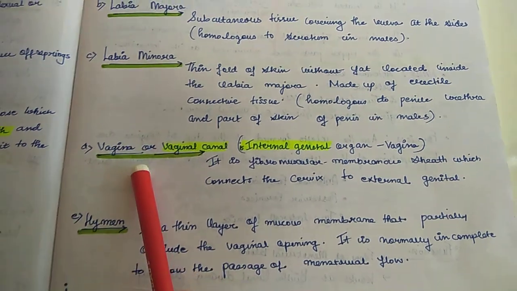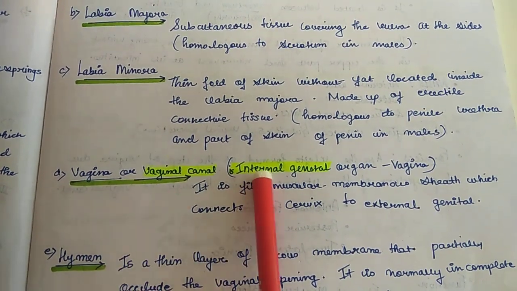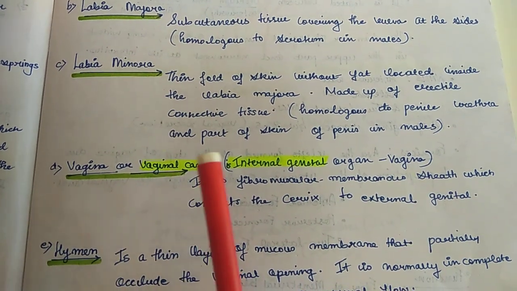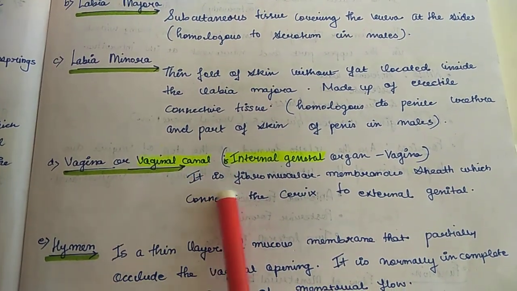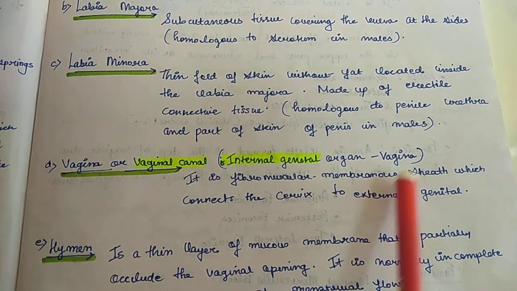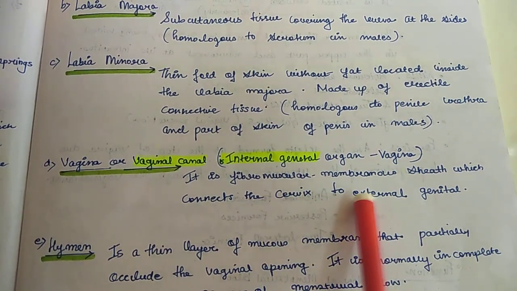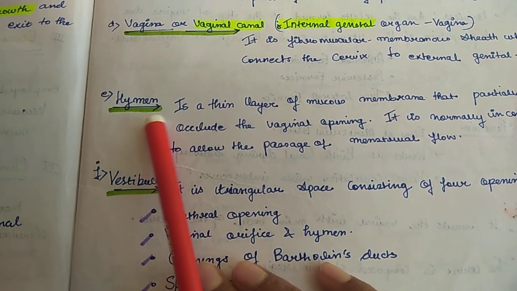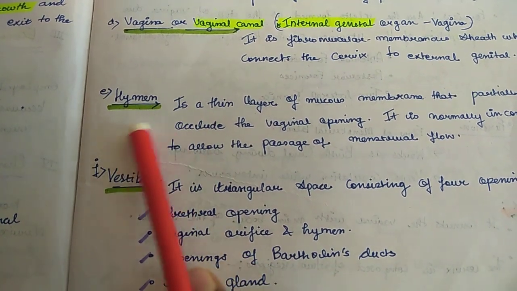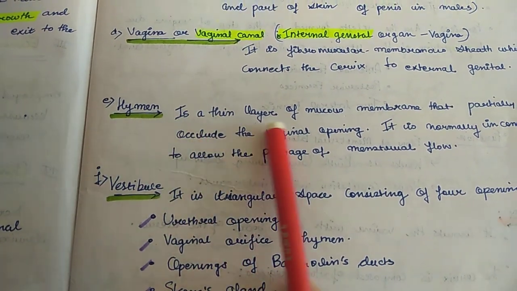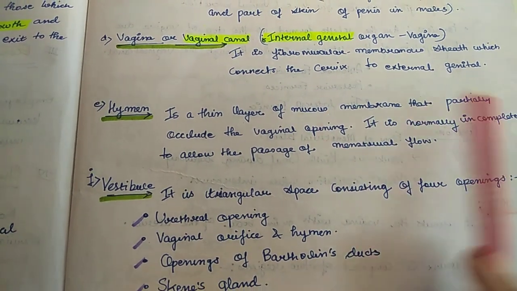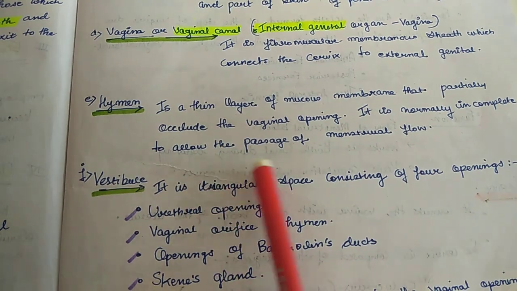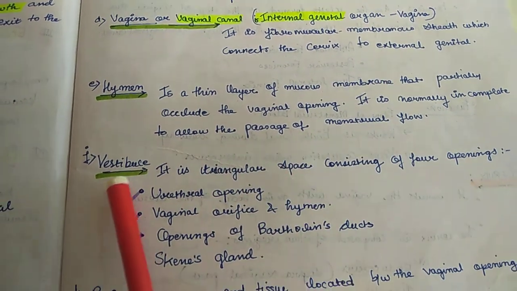So next we have vagina. Make a note here, vagina is not an external, it is an internal genital organ, and we will be discussing it later. For now, it is a fibromuscular membrane sheath which connects the cervix to the external genitalia. So next external genital organ which we have is the hymen. It is a thin layer of mucous membrane that partially occludes the vaginal opening. It is normally incomplete to allow the passage of menstrual flow.